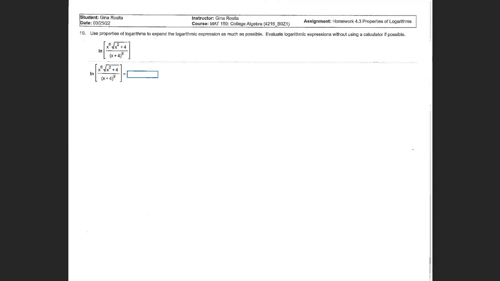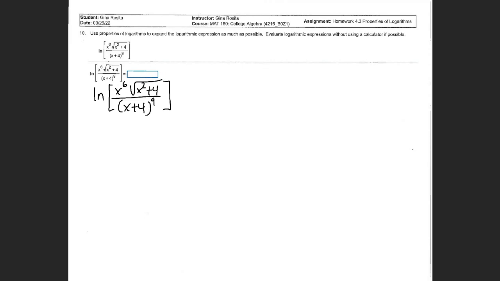So number 10, yeah, change color. Same, yeah. This is quotient, a power, product, everything over there. Okay, so now I just write that as natural log of x to the 6 times square root of x squared plus 4 over x plus 4 to the 9, yeah?